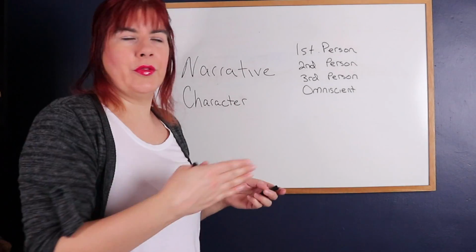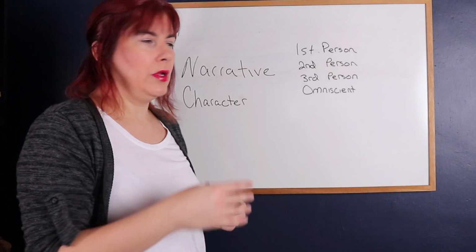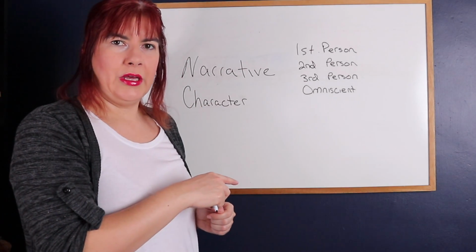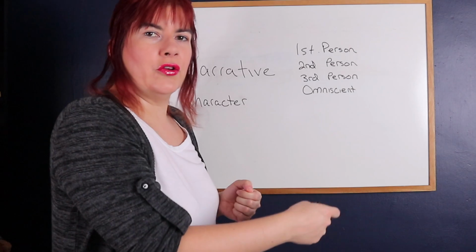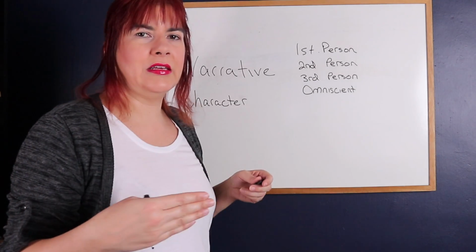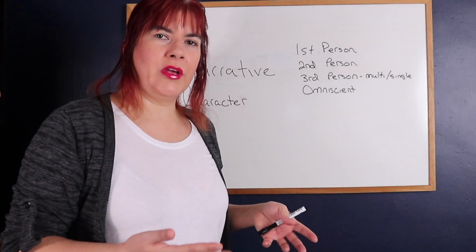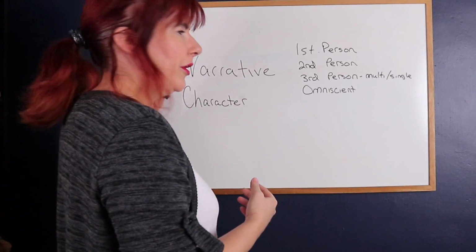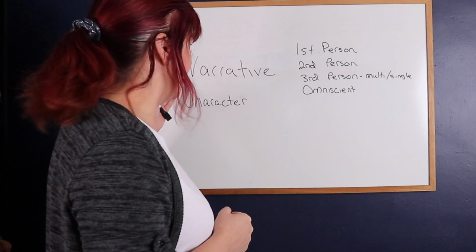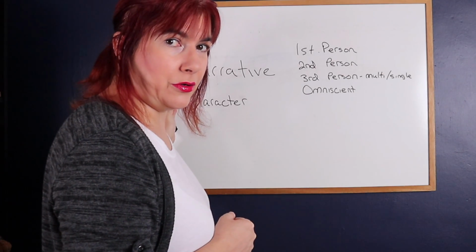It's basically the point of view of the narrator. Character point of view is which character you're telling the story through. Whose eyes is the reader going to be seeing the story through? Now I'm just going to go over some ways that you can choose what narrative point of view you want to use and who you want to use as your character point of view.